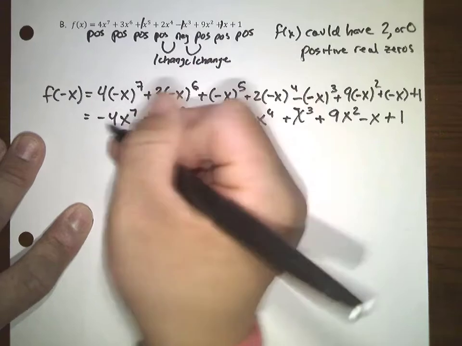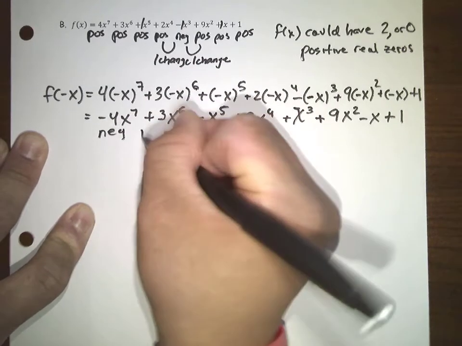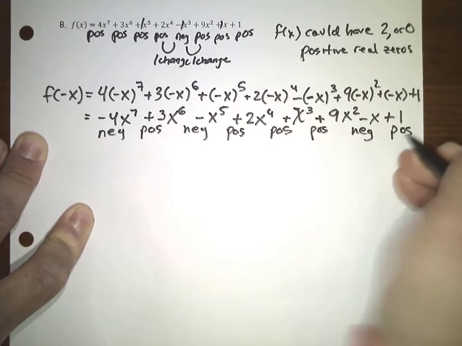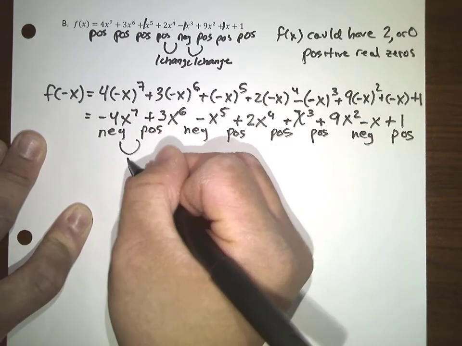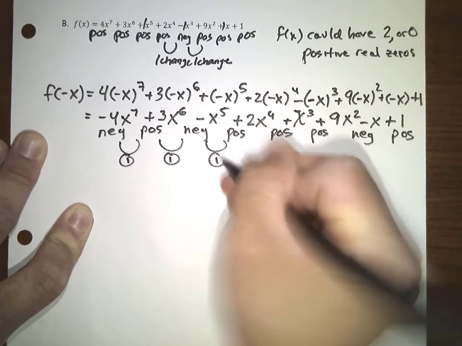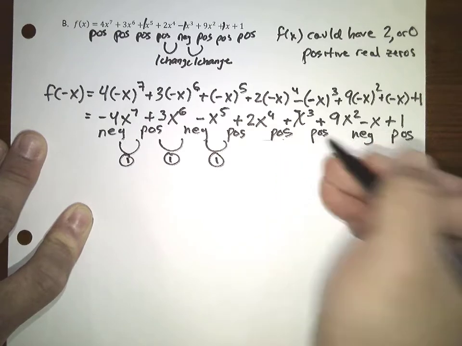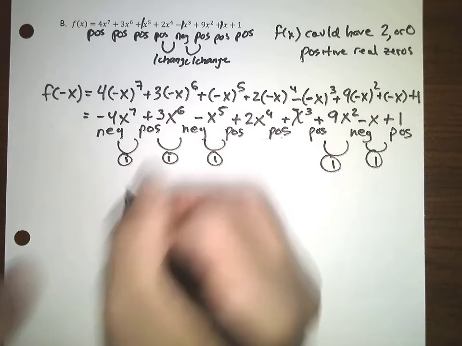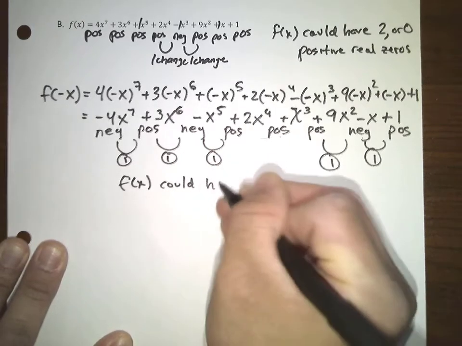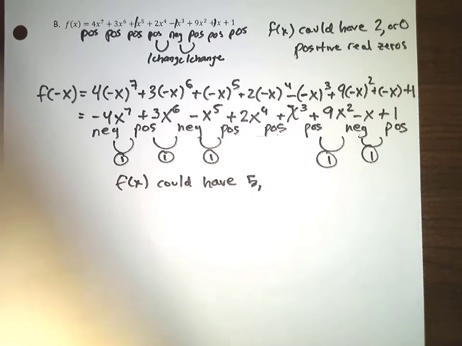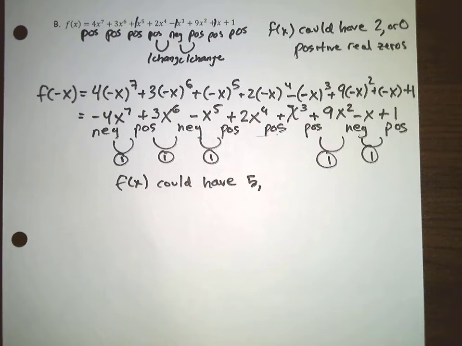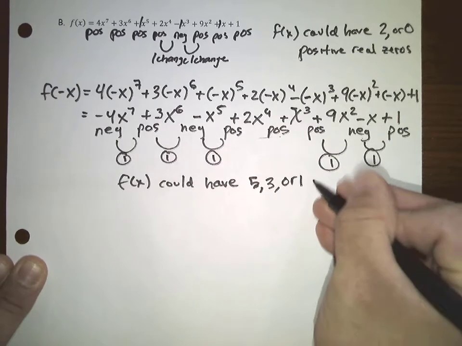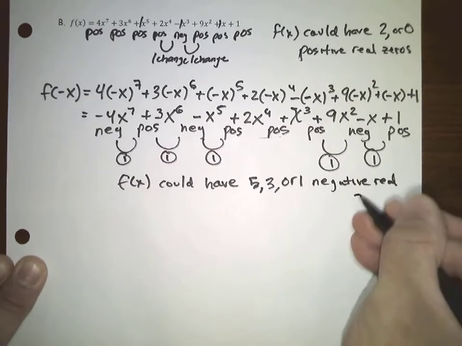All right, so now let's look at the changes in sign. Negative, positive, negative, positive, positive, positive, negative, positive. So here's one change, negative to positive; positive to negative; negative to positive; positive to positive is not a change; positive to positive not a change; positive to negative a change; and negative to positive a change. So there were 1, 2, 3, 4, 5 changes. So f of x could have 5, and I remember that it has to go down by 2 until I get to 1, since I start at an odd number like 5. So 5, 3, or 1 negative real zeros.